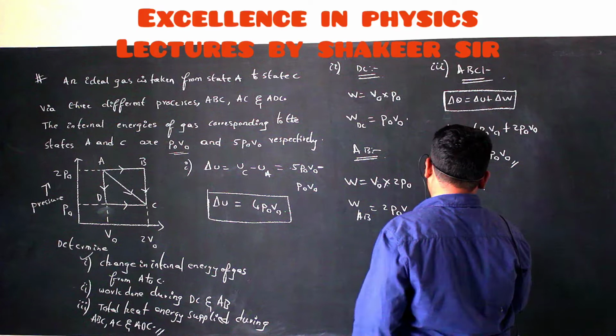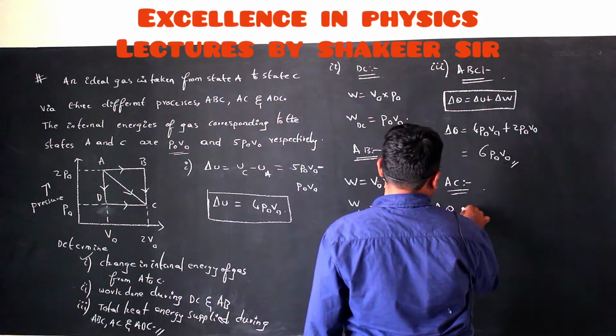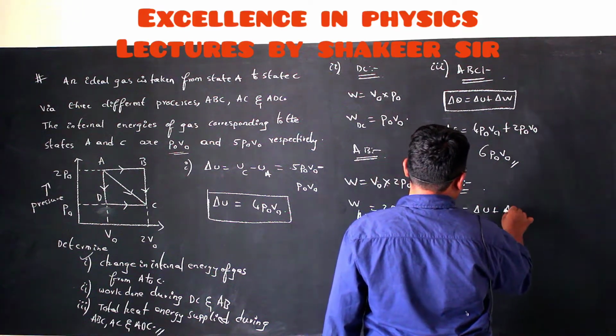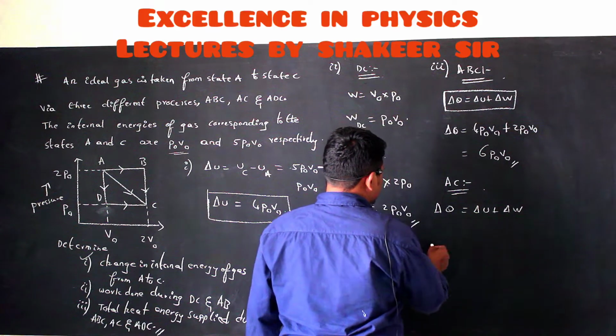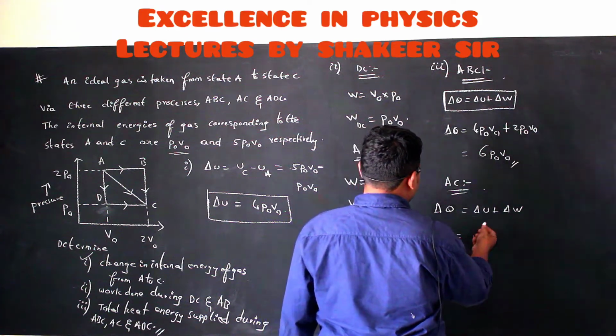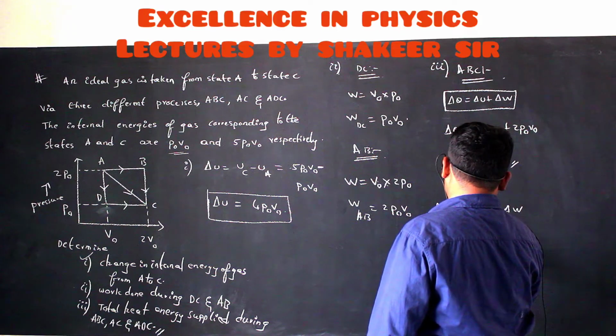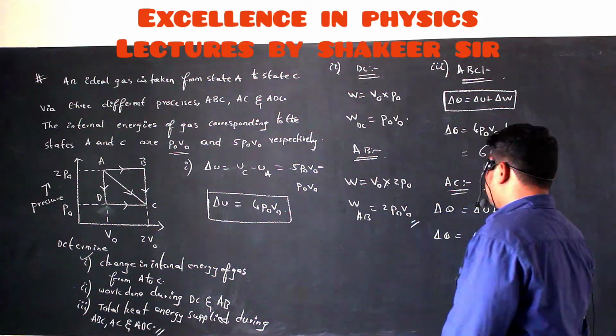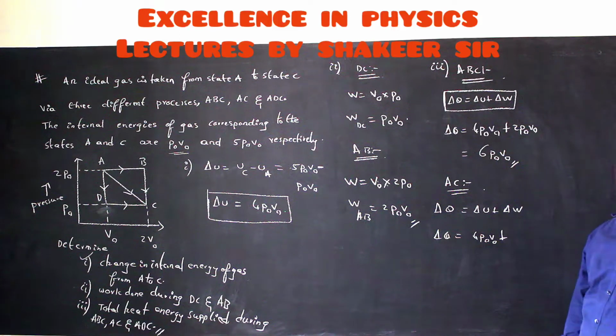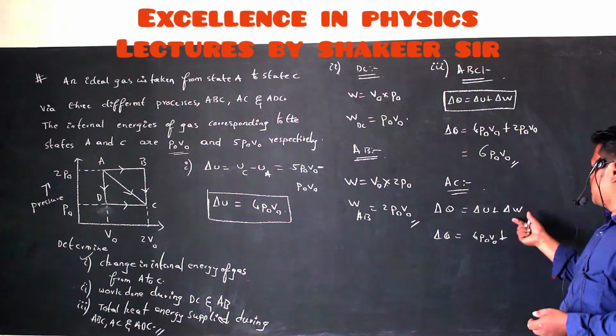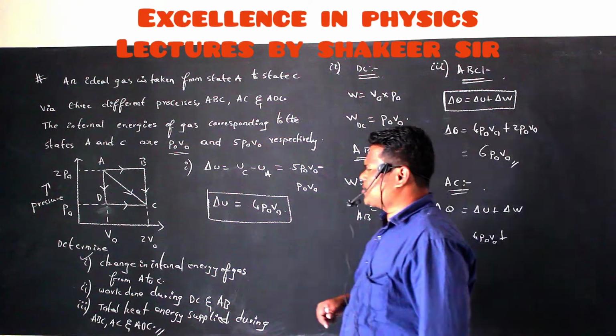Similarly, let us calculate the heat supplied for the process A to C. Again I can write delta Q is equal to delta U plus delta W. So delta U is always 4 P naught V naught because change in internal energy is a point function. It is not a path function. Clear?